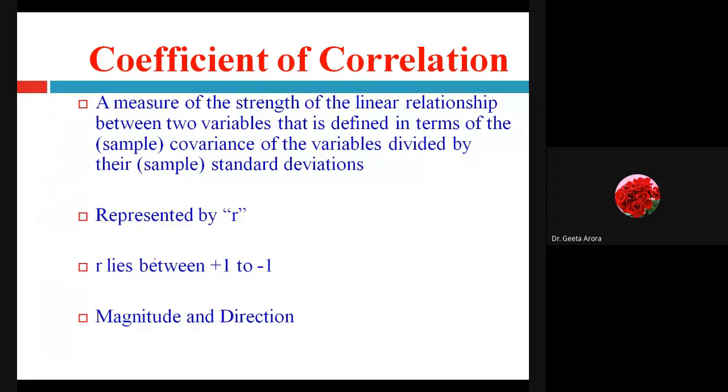The next thing we are going to discuss is the second method. Second method means we can calculate the coefficient of correlation, and from that we will come to know which type of correlation is there. Correct? So here we can say a measure of the strength of the linear relationship between two variables is defined in terms of the covariance of the variables divided by the standard deviation. So this is the definition you can actually learn, because in the formula we are not going to use it.